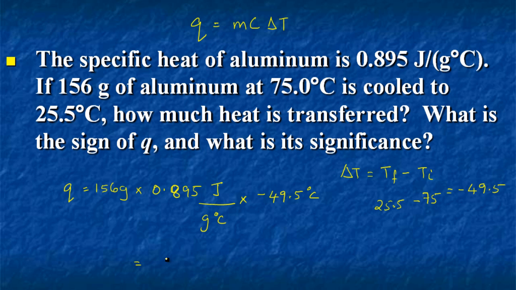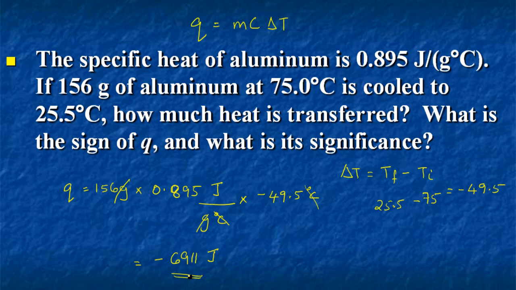So what is the Q? Negative 6691. What are the units? Joules. Note that the units will cancel beautifully. The gram and gram will go away here. Degree Celsius and degree Celsius go away here. So you end up with the units of joules for Q.